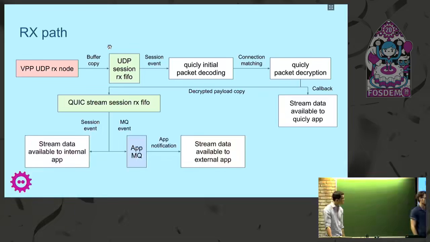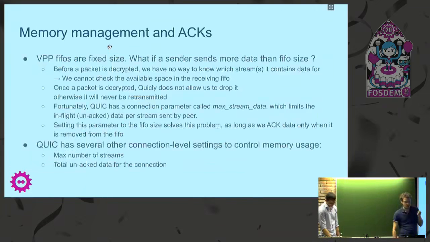What happens if, as those FIFOs are fixed size, we exceed the amount of data we are able to store? That doesn't matter that much on the UDP session part because that buffer is merely temporary. We don't really store data there. It's just to pass data from the wire to the packet decoding node. But that stream FIFO can make things break. And that's due to the nature of the QUIC protocol.